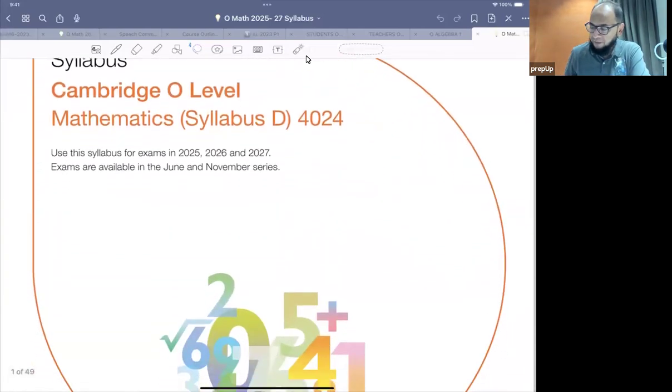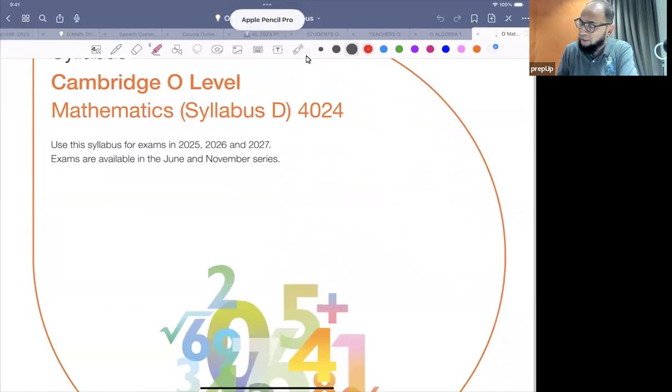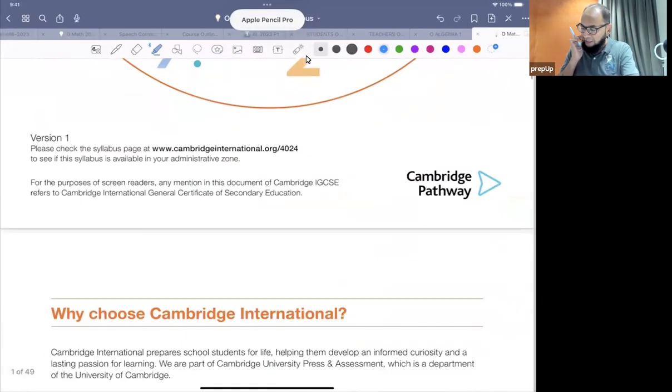The syllabus is 4024, and let me first focus on the syllabus. This is the syllabus that is used for the exam in 2025, 2026 and 2027. So this is the latest syllabus. Now over here, if we focus on the syllabus, let's go through this.